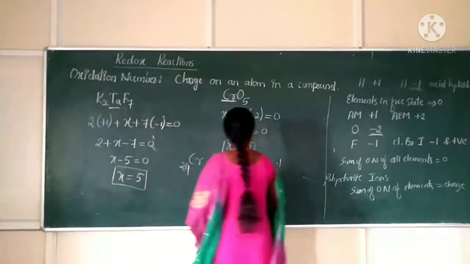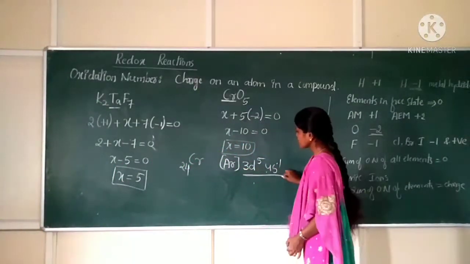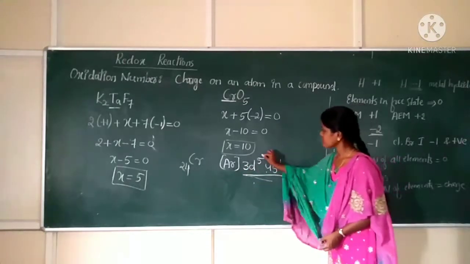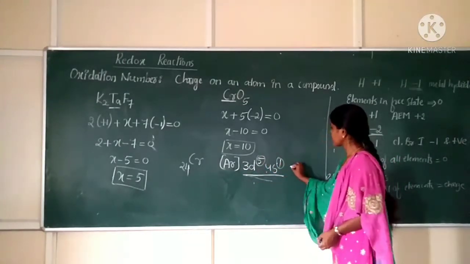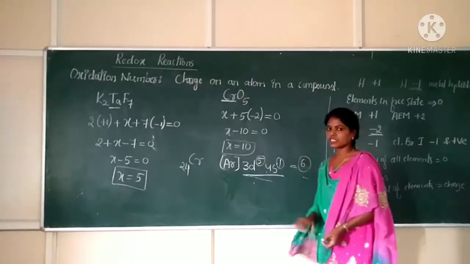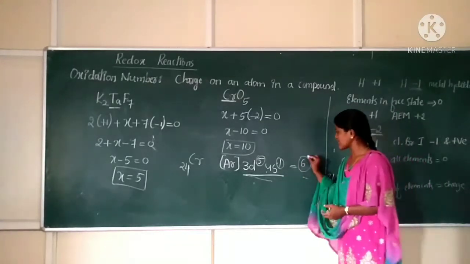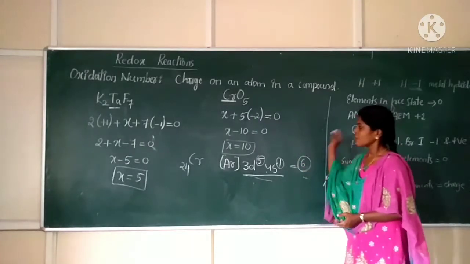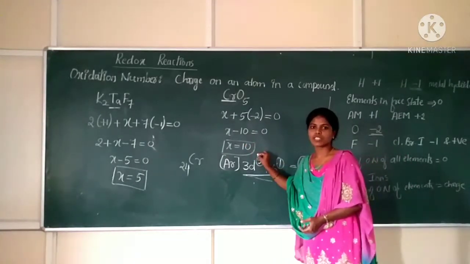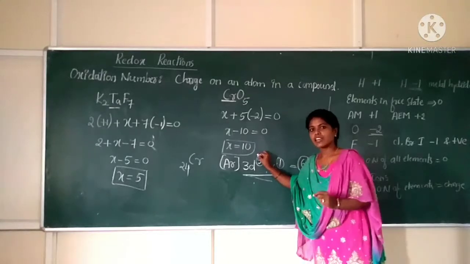In the outer shell, how many electrons does it have? In the outer shell, 1 plus 5. The maximum number of electrons in the outer shell is 6. When it has only 6 electrons in the outer shell, how could it have plus 10 as its oxidation state? Are you getting it or not?